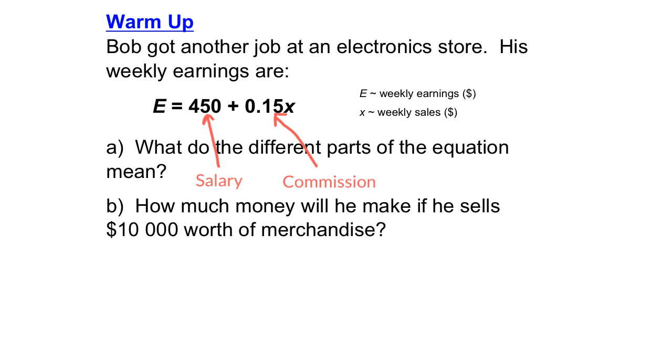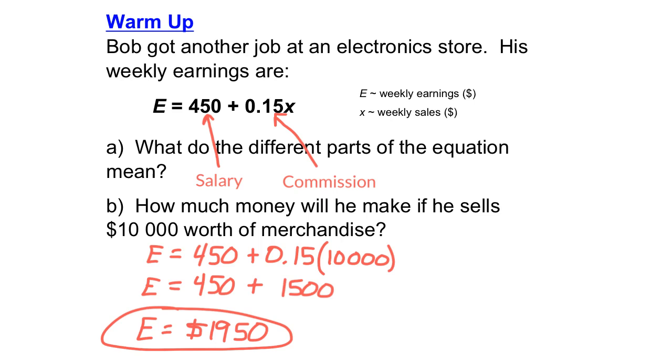Okay, so with all that, we can figure this out. How much money will he make if he sells $10,000 worth of merchandise? Okay, so what are we trying to find? How much money will he make? Which variable is that? That's his earnings. So we're trying to find earnings. That means this is his sales. So we can substitute 10,000 in for his sales. Now we just do the math, and we get an answer of $1,950. That's how much money he will make if he sells $10,000 worth of merchandise.